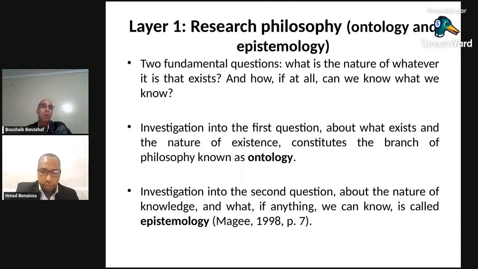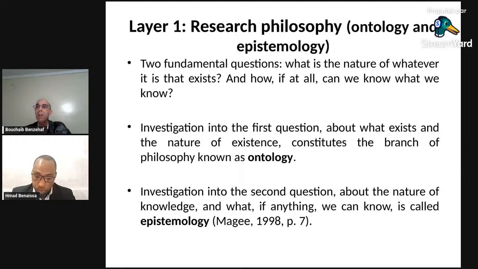Investigation into the first question about what exists and the nature of existence constitutes the branch of philosophy known as ontology. Investigation into the second question about the nature of knowledge and what, if anything, we can know is called epistemology. So ontology is about reality or the nature of reality. Epistemology is about knowledge. How do we obtain knowledge of this reality?